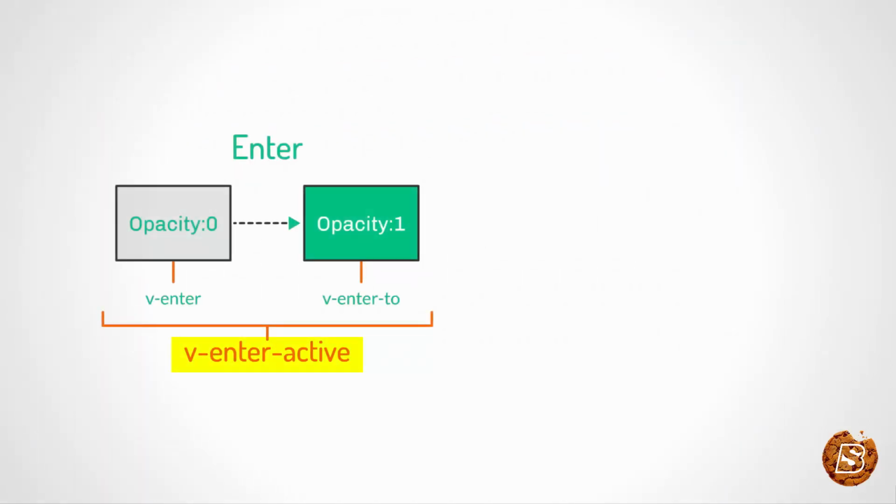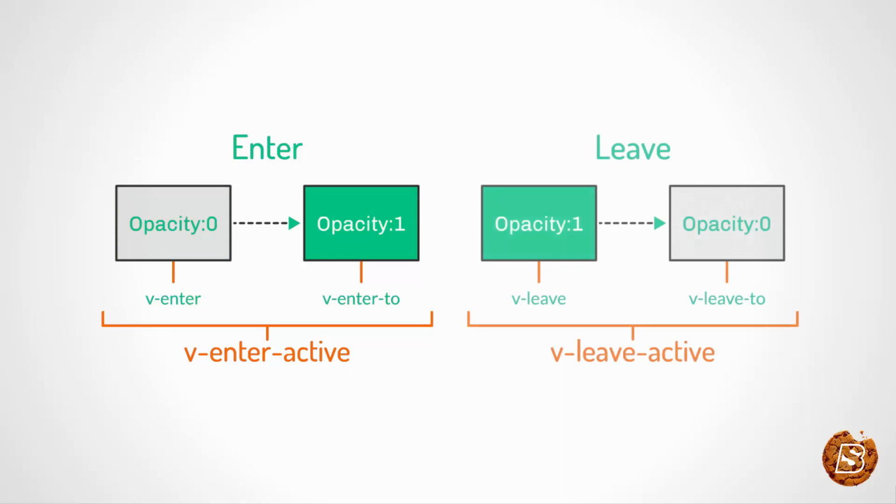So here you can see that we have v-enter-active. So on enter we have v-enter, then v-enter-to. So the opacity changes from opacity 0 to opacity 1. Similarly, we have leave. So we have v-leave-active, which includes v-leave to v-leave-to.